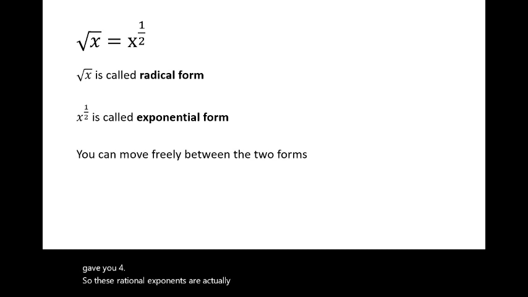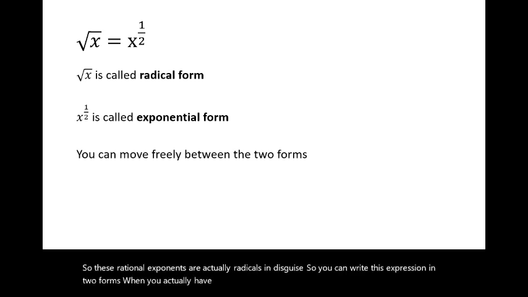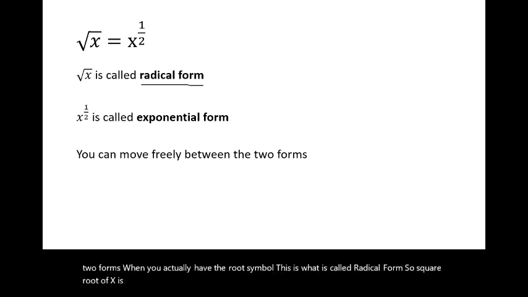So you can write this expression in two forms. When you actually have the root symbol, this is what is called radical form. So square root of x is called radical form. When you rewrite that square root as an exponent of 1/2, this is what is called exponential form. And since these two forms are exactly the same, you can freely move and convert back and forth between these.